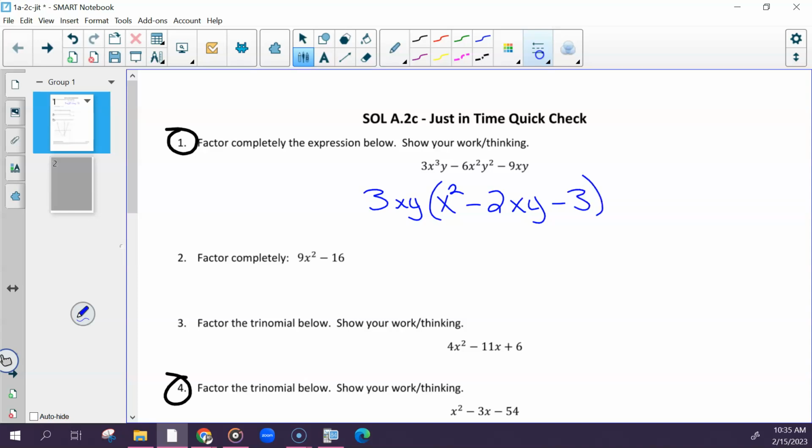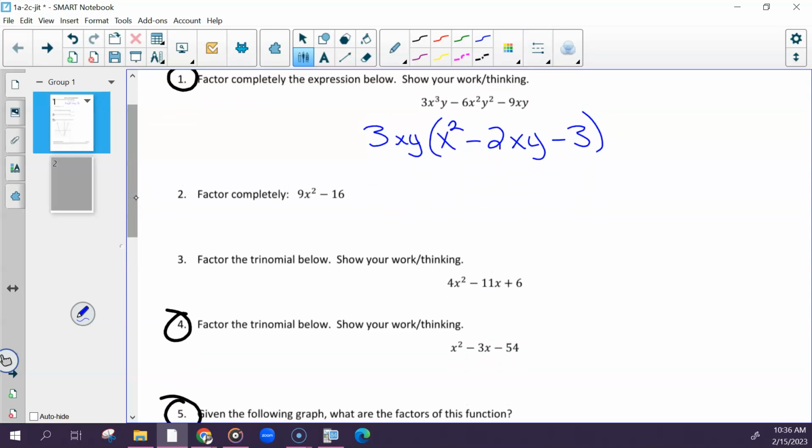In this case, yes, we have something that's squared. Yes, we have an xy. But because this is not a y squared, we can't keep going with this. We can't break it apart more. So this is as far as this will go. That is the answer. Questions on number 1? Now, if this had a y squared behind it, then yes, you could keep going. But because it doesn't, you wouldn't.